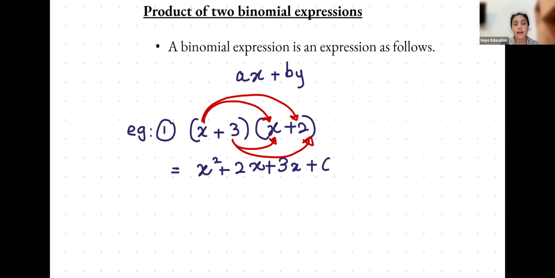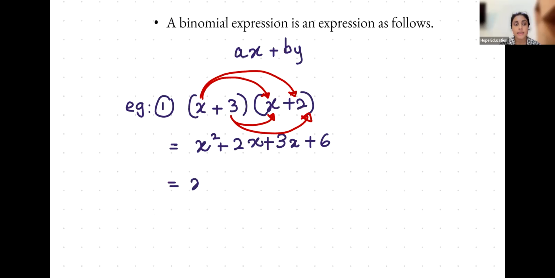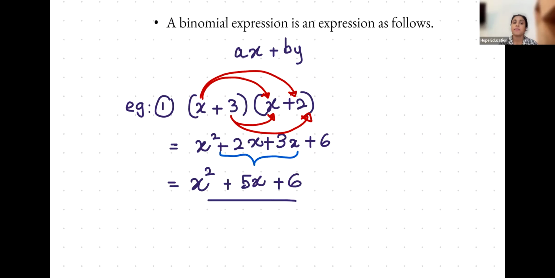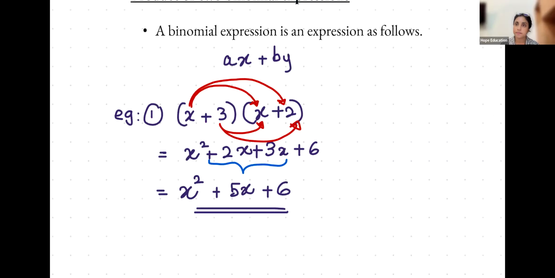So you can see here x squared. Then here what we have is 2x plus 3x. We know 2x plus 3x would be 5x. Then all of them are plus, so plus 5x plus 6. So this is the answer. Is this clear? Thumbs up, please.